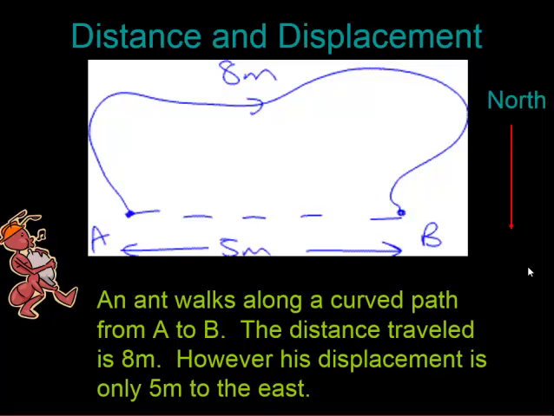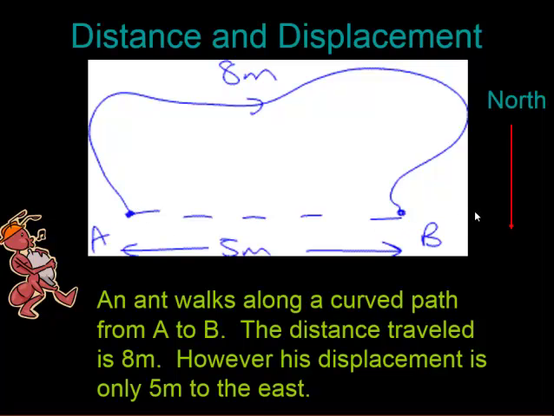Now, there are the terms distance and displacement. Distance is what was used in the calculation for speed, and that involves the distance covered on a journey. It doesn't matter if it's a straight line or a long curvy line, it's the total distance travelled. So here my ant walks in a roundabout way, 8 meters total distance. Now that's his distance, but his displacement is only 5 meters to the east. Displacement is the direct, as the crow flies, length from one location to another location with a direction. So displacement is a vector.